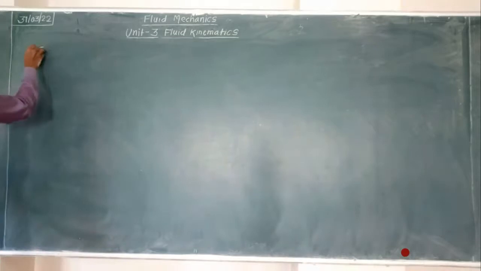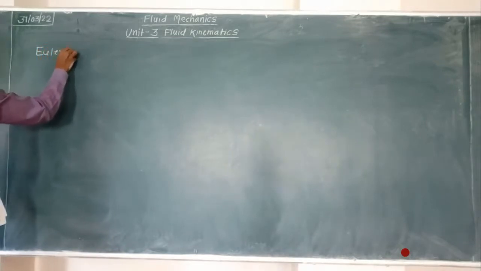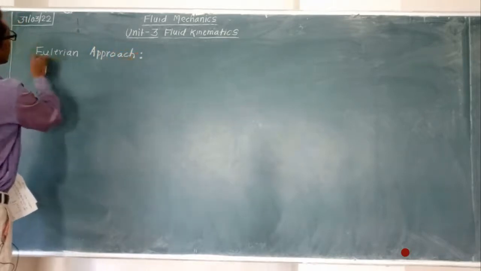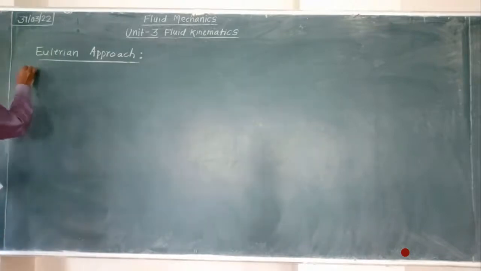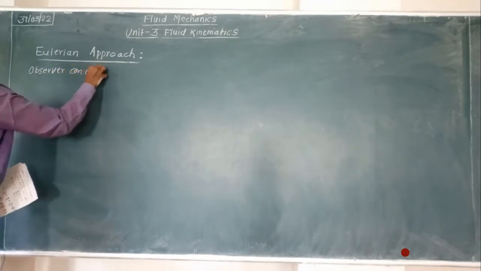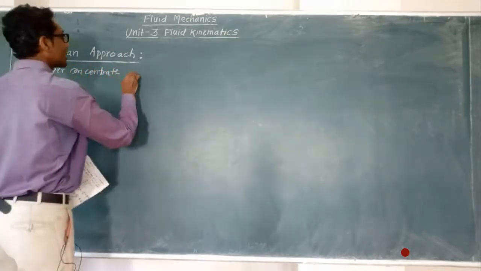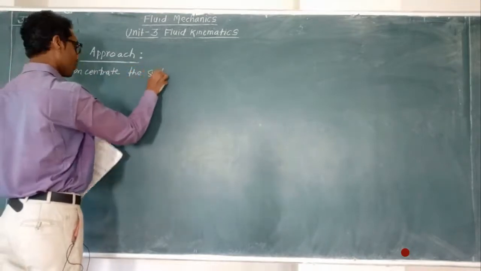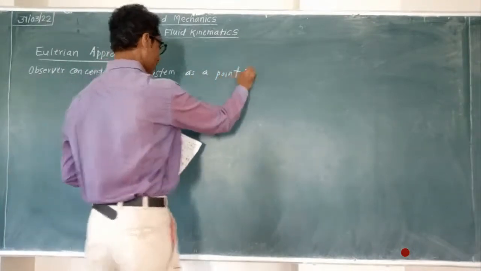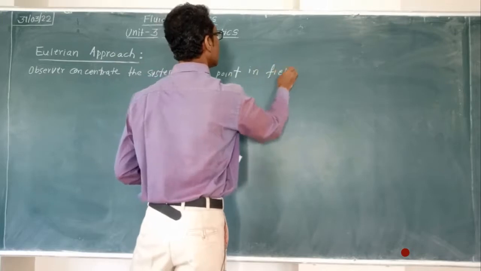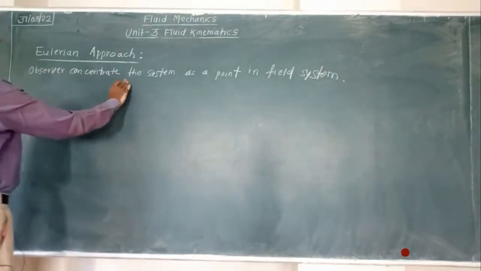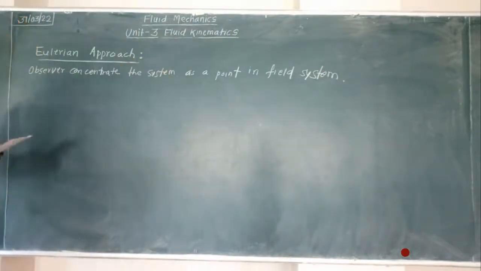So now the mathematical treatment by the Eulerian approach. In this case, as we discussed, the observer concentrates on the system, or control volume, as a point in the field.